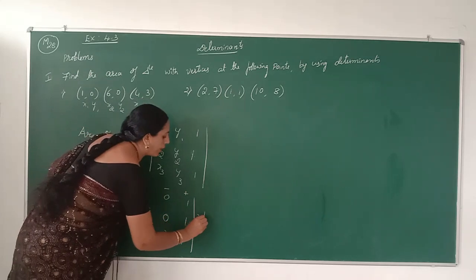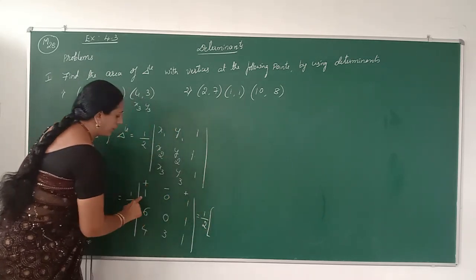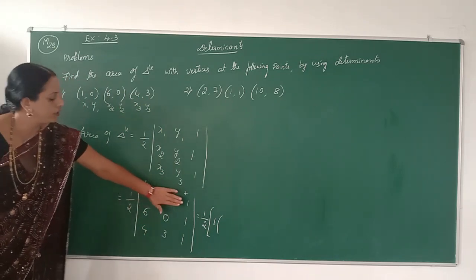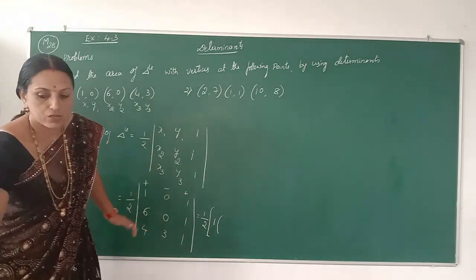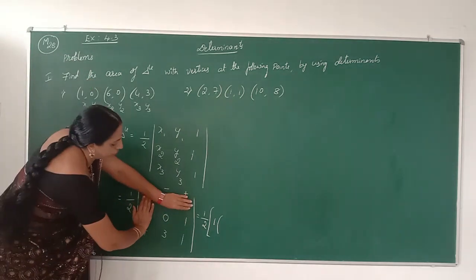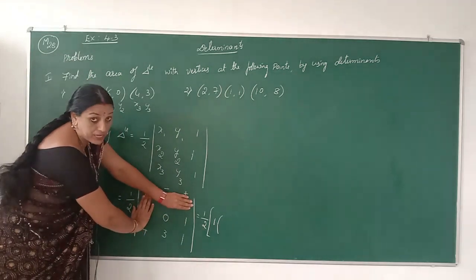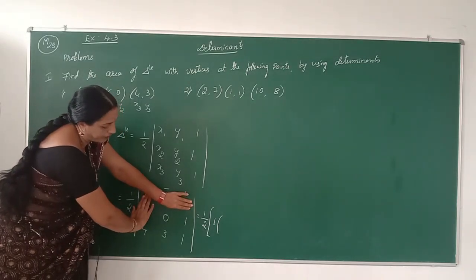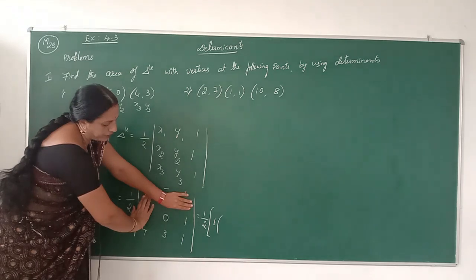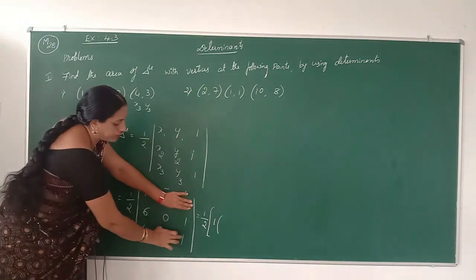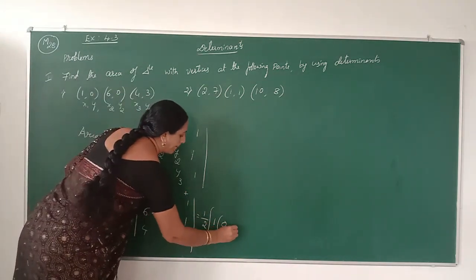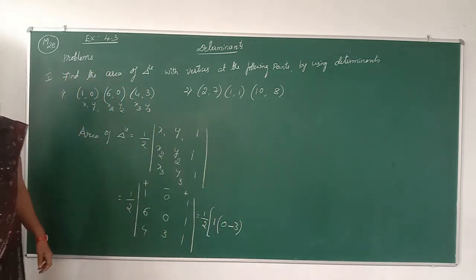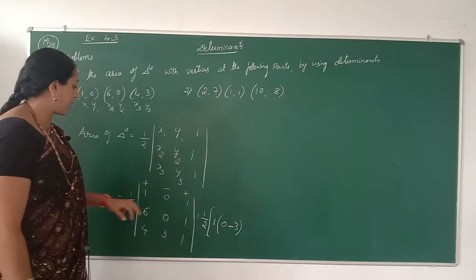That is half of the first element, 1. Now 1 is an element of the first row, first column, so its row and column are neglected and the remaining is a 2 cross 2 determinant. The elements are 0, 1, 3, 1, which are cross multiplied: 1 into 0 is 0, minus 3 into 1 is 3. That is the product of the left diagonal minus the right diagonal.